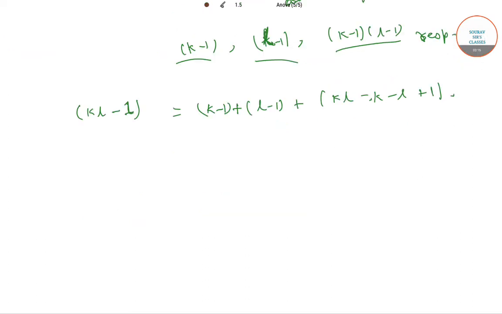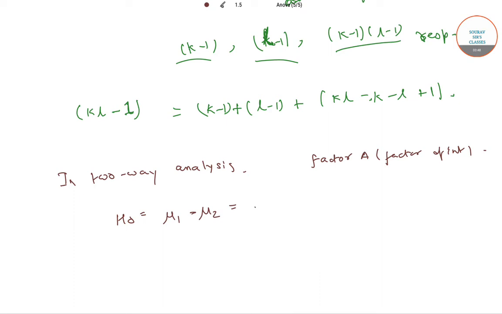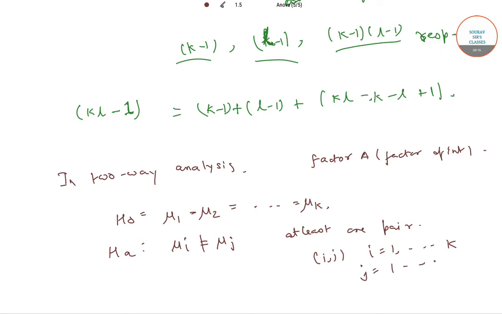Hence in the two-way analysis, where we are interested in the equality of effect of the factor of interest, that is factor A, we will have H naught: mu1 is equal to mu2 and so on till mu k, and the alternative, HA: mu i is not equal to mu j for at least one pair of i, j, where i runs from 1 to k and j runs from 1 to L.